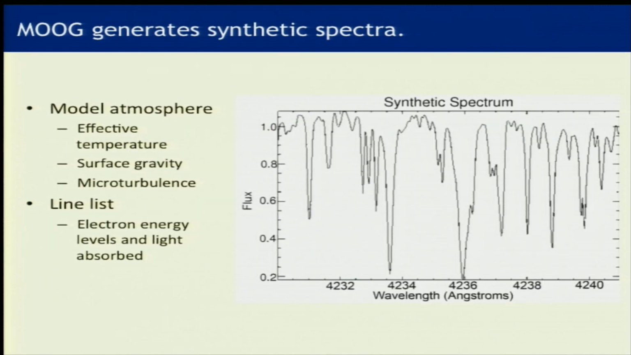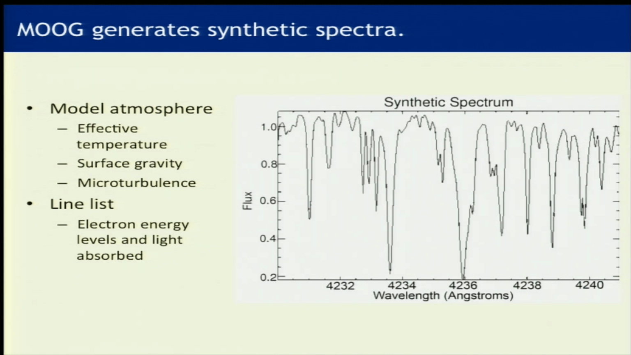So here we have MOOG. MOOG is the program we use to generate our synthetic spectra. It takes in a few parameters, including a line list, which is essentially a list of the interactions between electrons, their energy levels, and the light that they absorb. And it gives us information about how these atoms and their electrons absorb wavelengths of light and create these absorption lines in the spectrum of the star.